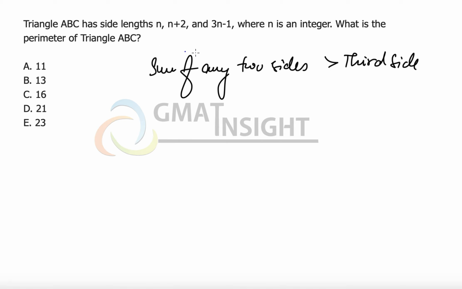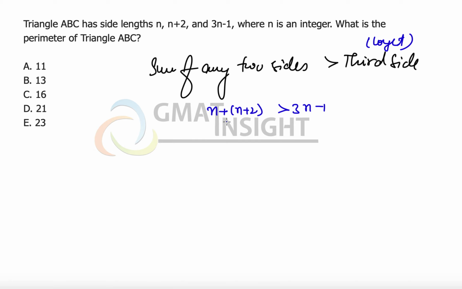Now because the sum of any two sides is greater than the third side, and we know that n is not the longest side, because the third side must be the longest side for that property to be satisfied, right? So let's quickly check. We can say that n plus 2 must be greater than 3n minus 1. That's one scenario.